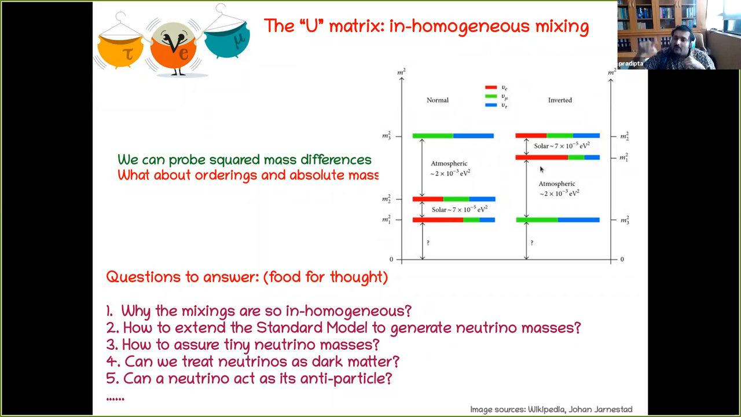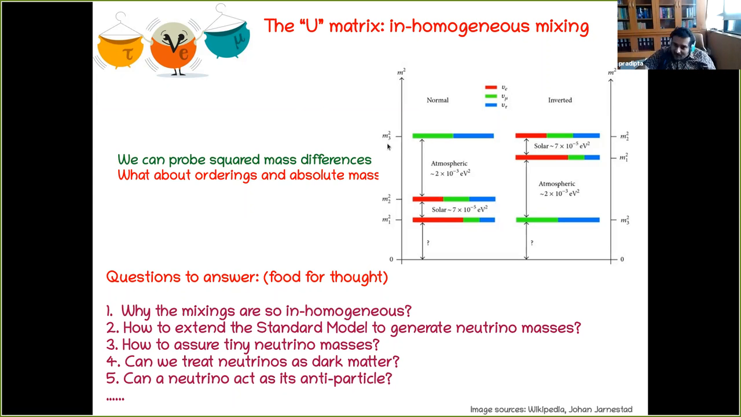But the sign of the other mass-squared difference is not known. Why is the first called the solar mass-squared difference? Because it was probed using solar neutrino oscillation. The other one is probed through atmospheric neutrino oscillation, so it is known as the atmospheric mass-squared difference. That is of the order of 10 to the power minus 3 electron volt squared. But the problem is, for this there is a sign ambiguity. This may be plus, this may be minus. The consequence is that we know the second mass eigenstate will always lie on top of the first mass eigenstate, because m2 squared minus m1 squared is always positive. But we can't say the same for m3 squared. It may be on top or it may be below.